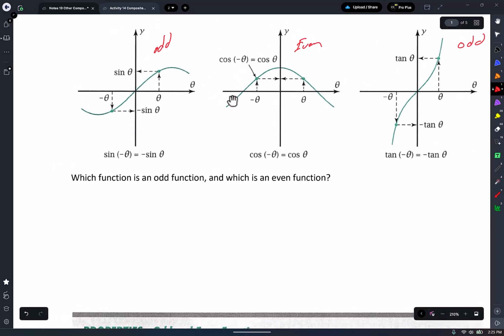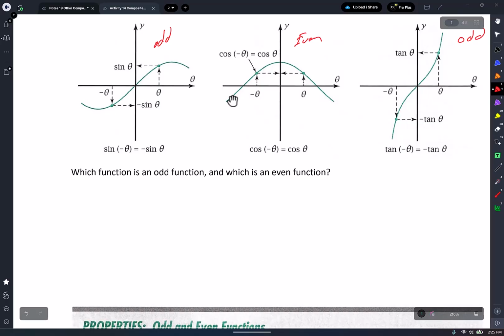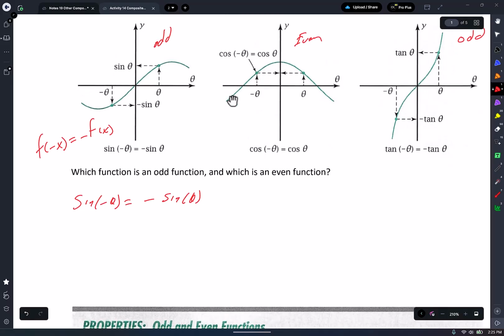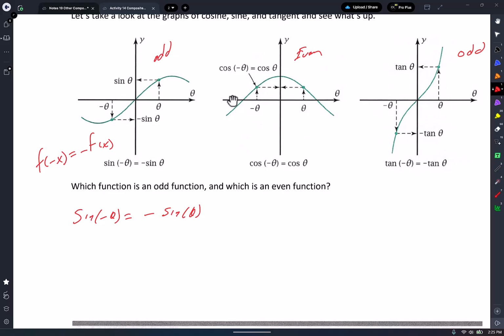Well, if sine's an odd, that means its reciprocal is also odd. So what does it mean to be an odd function? Sine of negative theta is equal to negative sine theta. That comes from the definition of odd. f of negative x equals negative f of x. Do you guys remember that? So hopefully that's not new to you guys. That's from like algebra 2 and stuff like that.